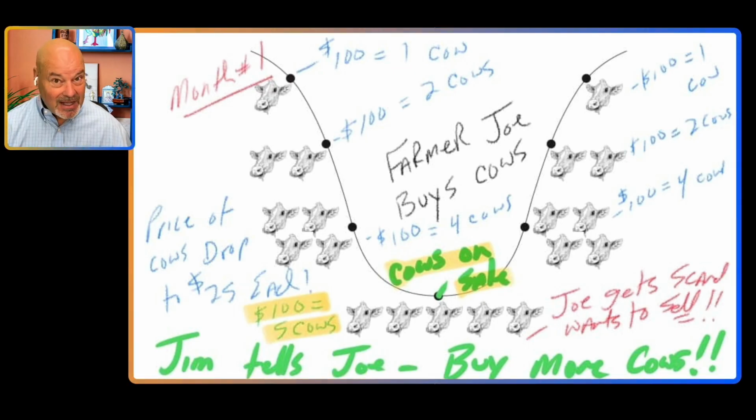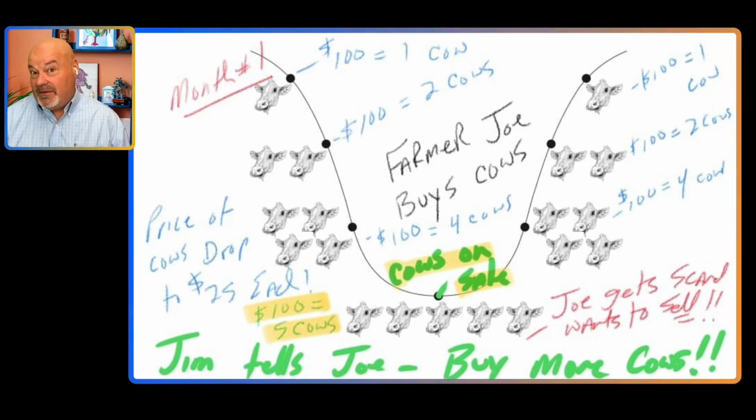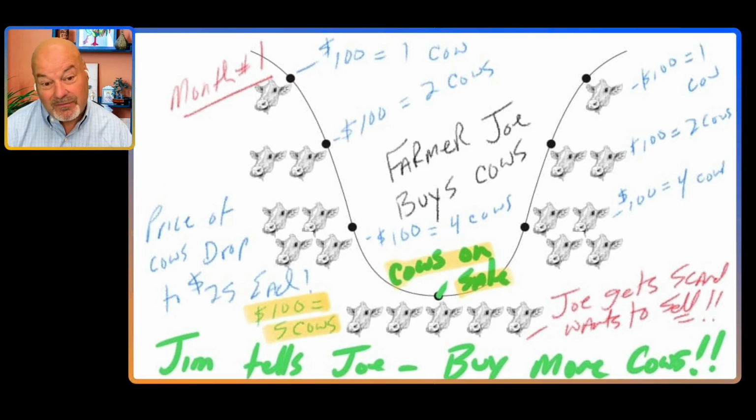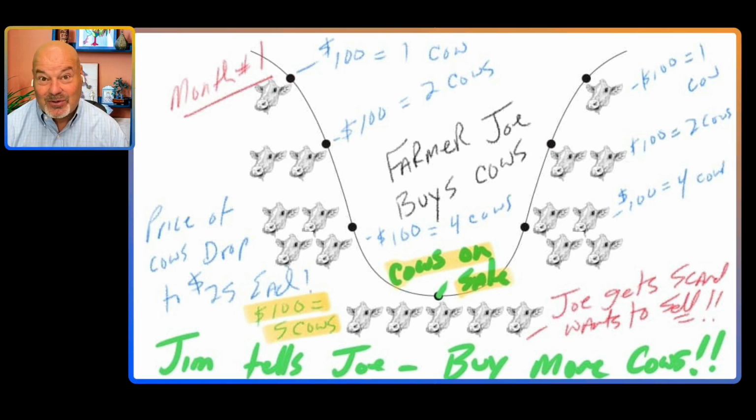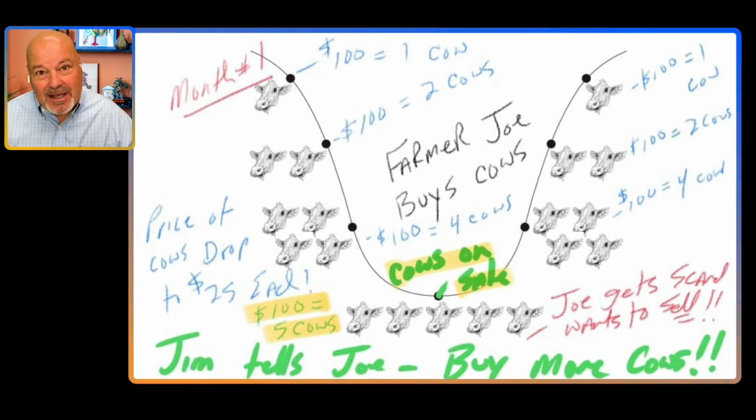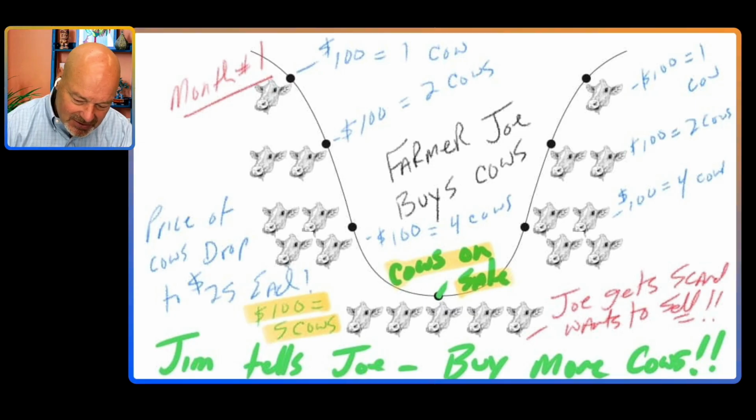It's a story about dollar cost averaging and the price of cows, and you probably don't even need me to finish the story, but I'm going to go ahead and finish the story just because I kind of like telling stories. Farmer Joe buys 4 cows. So now month number 1, 2, 3, 4, 5, 6 comes along, and cows have creeped back up, which cows do. They go up and down, just like, let me show you.